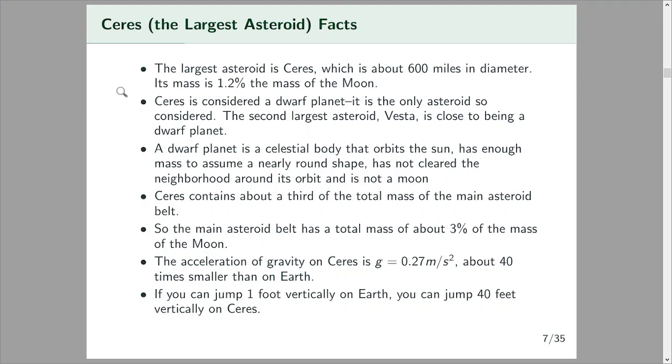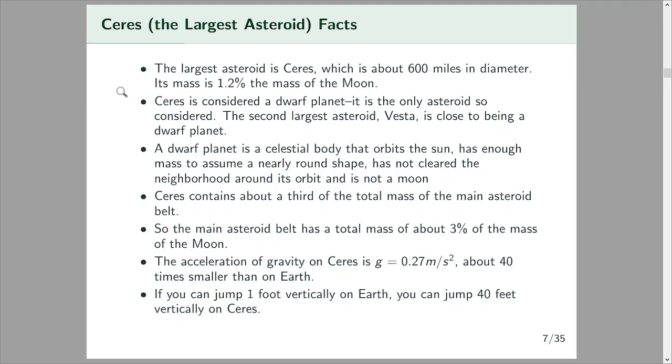The other ones are... Vesta is close to being considered a dwarf planet. A dwarf planet is a celestial body that orbits the sun and has enough mass to assume a nearly round shape. If you're really small, your gravity isn't going to make you round. But as you get bigger and bigger, gravity is going to make you round. It's just the way gravity works. It tends to make things that are sticking way out fall over and fall towards the center. So when gravity is a dominant force on something, they tend to be round.